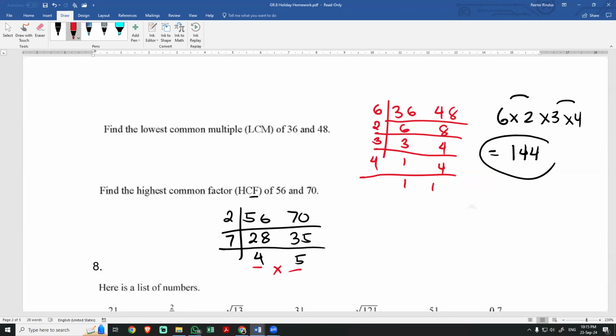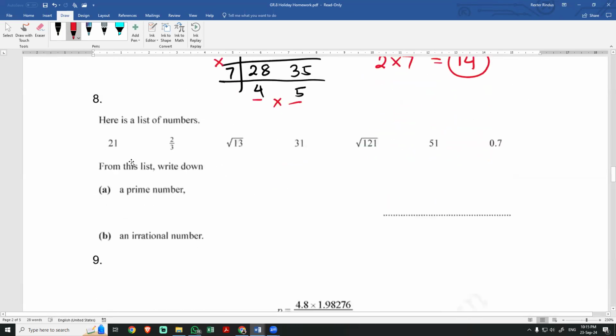So the only thing you have to do now is simply multiply the 2 on the right side and the 7 on the left side, which is 2 times 7. So your highest common factor is 14. This is the common factor, the highest number that can divide 70 and 56. That is the way to figure it out and how to answer.